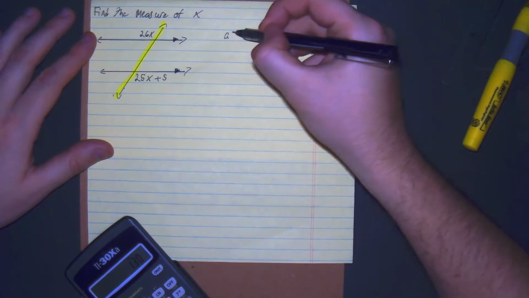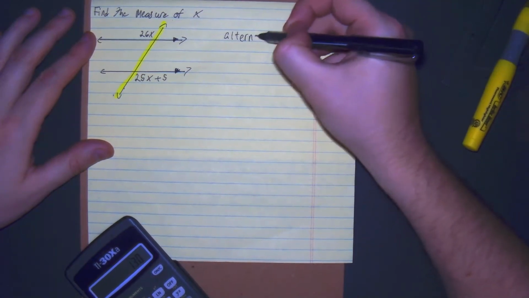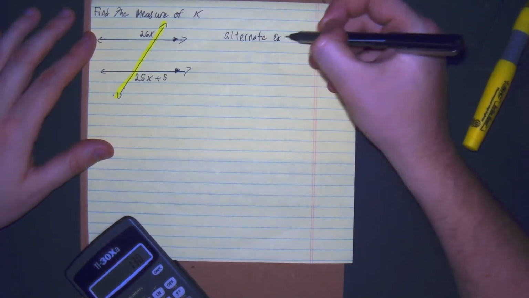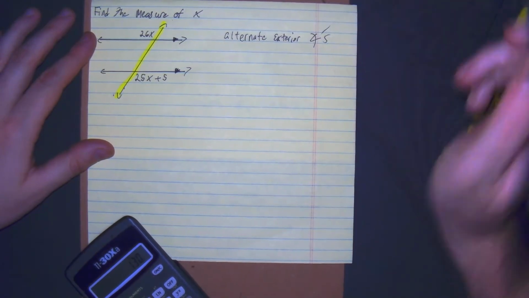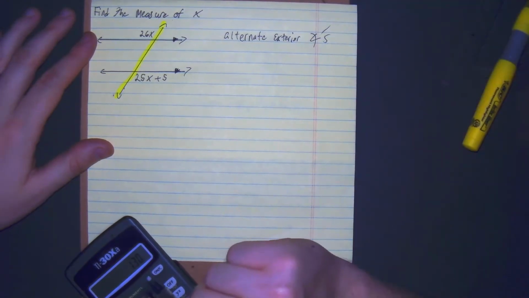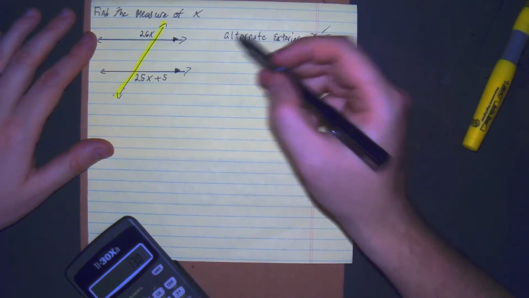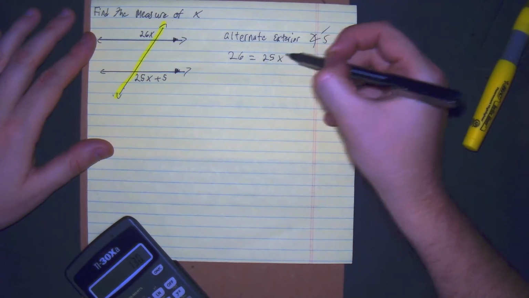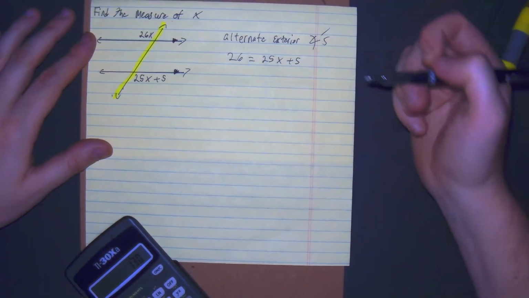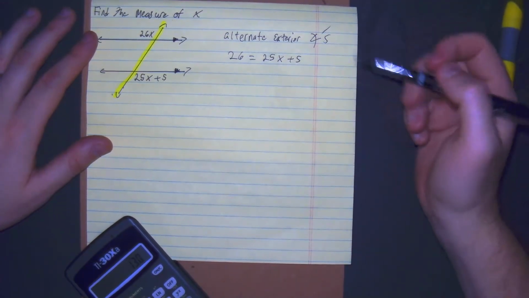So it looks like we're working with alternate exterior angles. Alternate exterior angles are equal to one another, so we have 26 equals 25x plus 5. That seems like a pretty quick one.